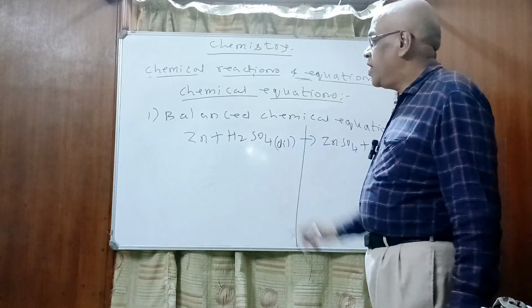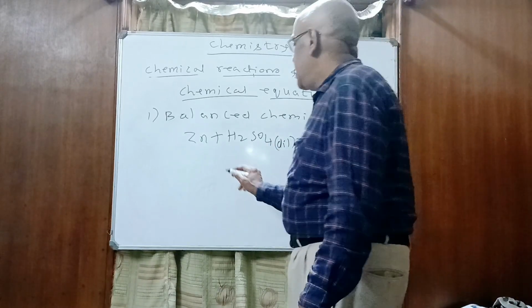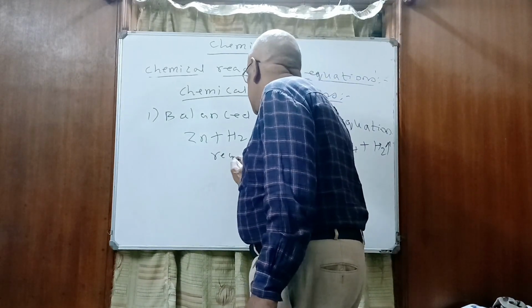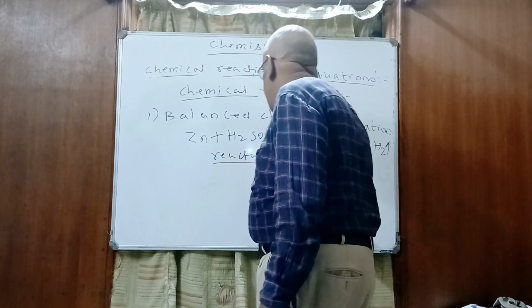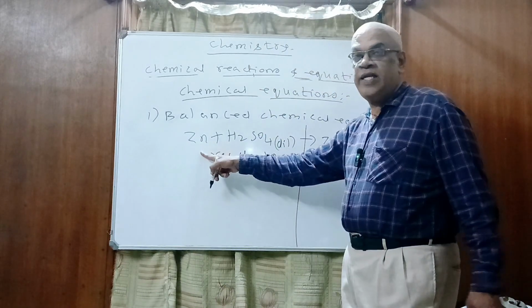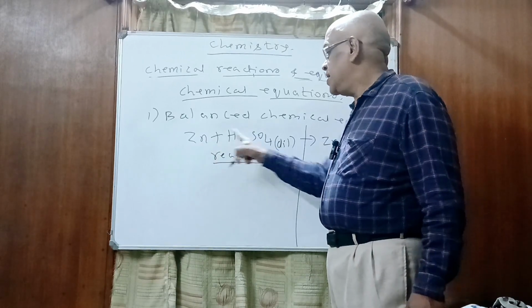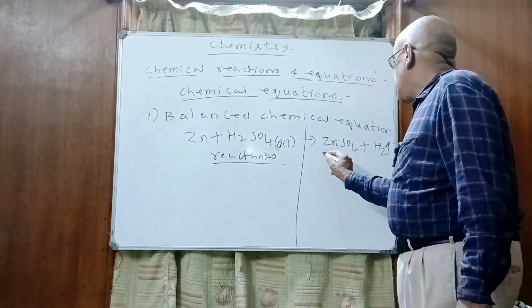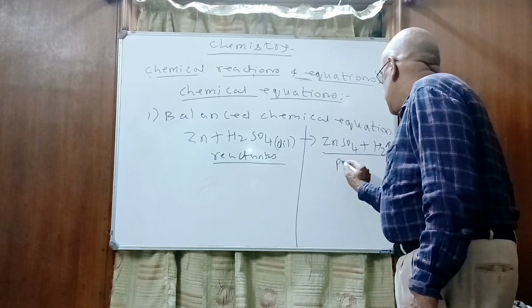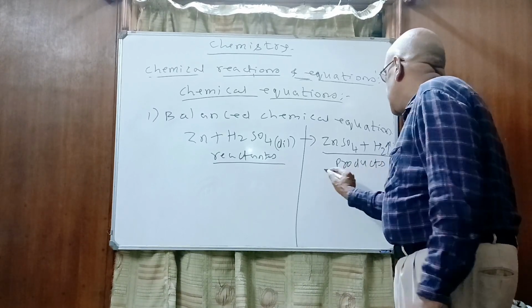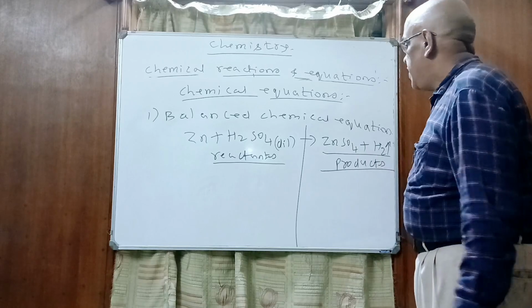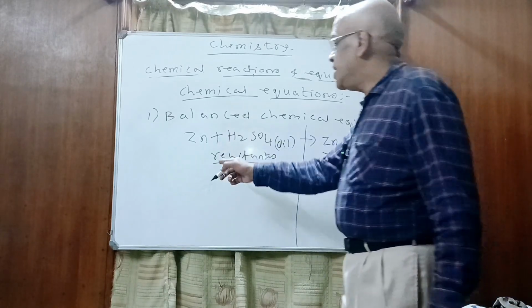On the left side of the arrow mark, what do we have? We discussed that in the previous topic: reactants. What are reactants? In a chemical reaction, combining substances are reactants. Very important. Zinc and sulfuric acid. What are products? In a chemical reaction, new substances formed with new properties are called products. What are they? Zinc sulfate and hydrogen.